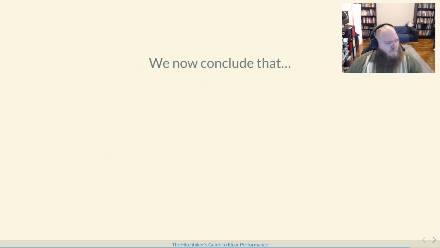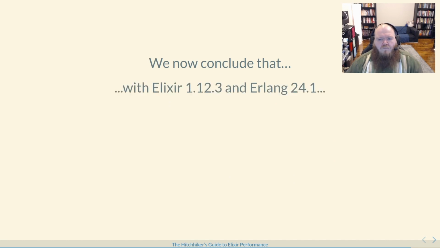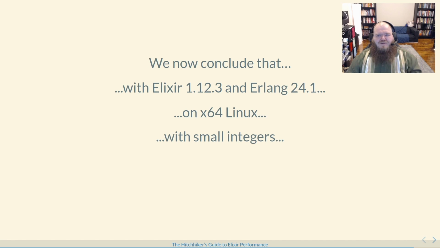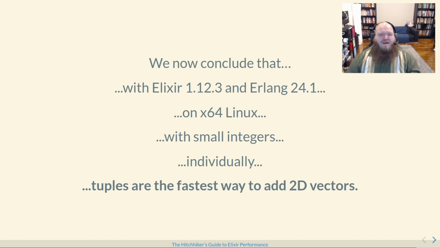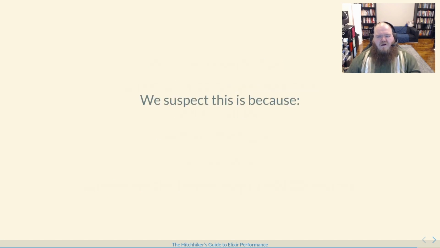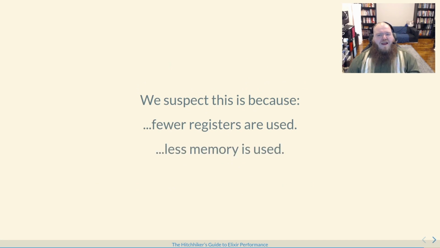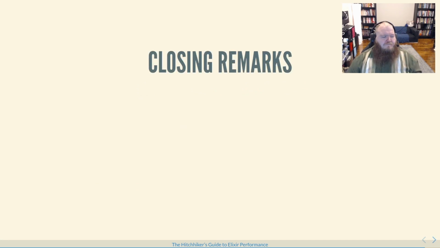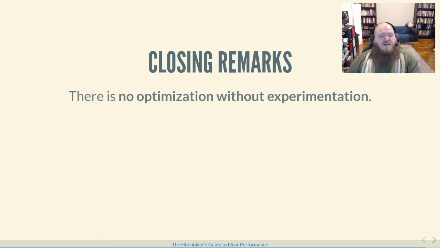So at this point, we can now conclude that with Elixir 1.12.3 and Erlang 24.1, on x64 Linux on an Intel architecture, with some small integers, individually, tuples are the fastest way to add 2D vectors. And we believe this to be the case because we use fewer registers and we use less memory. Now, I want to say there that, again, we had to be very precise and we can't generalize those results. If we do, we're going to have to change it.